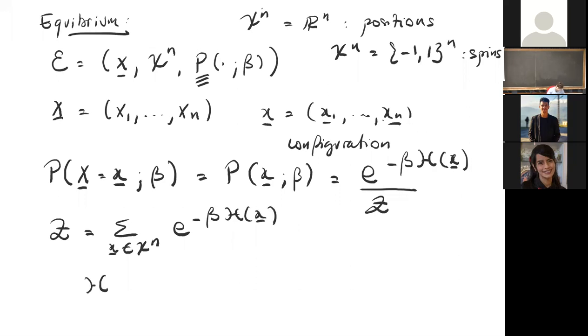And this function is called the Hamiltonian. This is the energy function. It is a function from the space of configurations to a scalar. It outputs a number, and this is the energy of the system. This function is called the Hamiltonian.